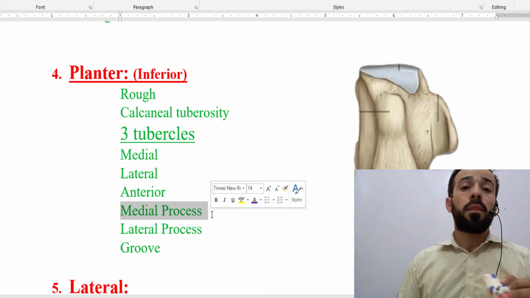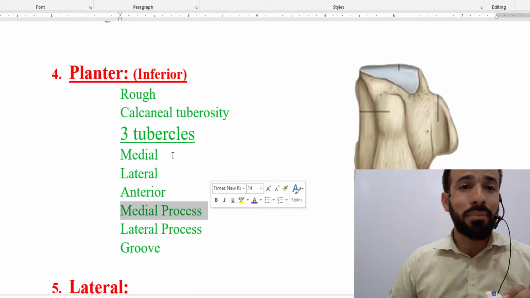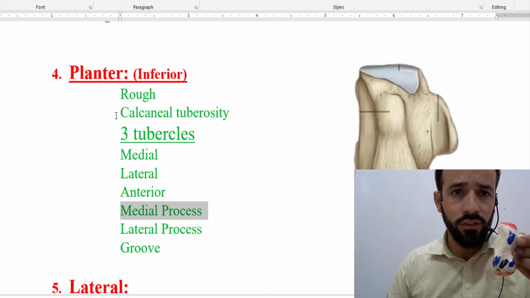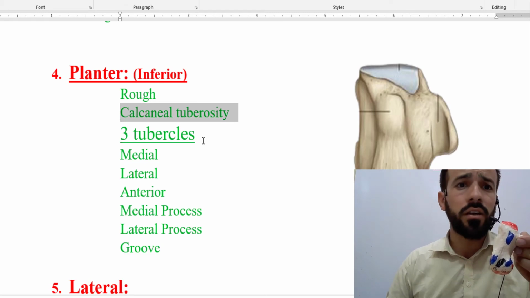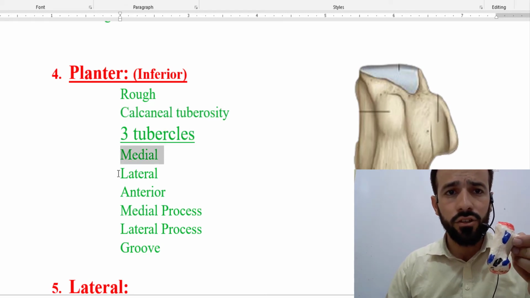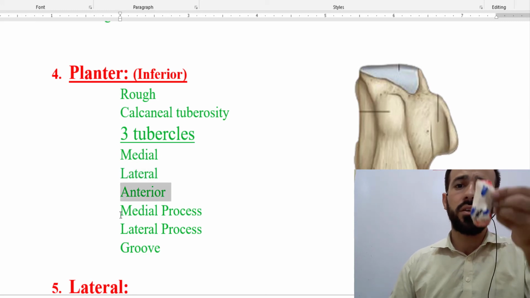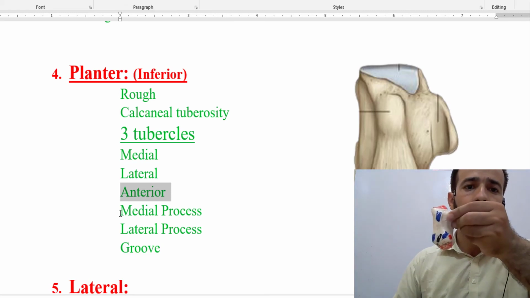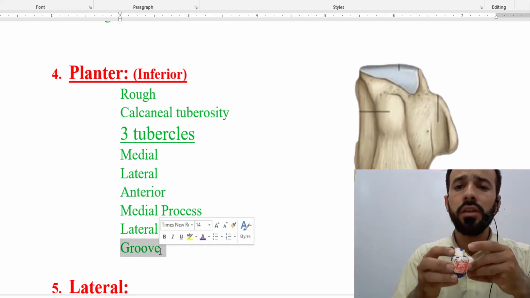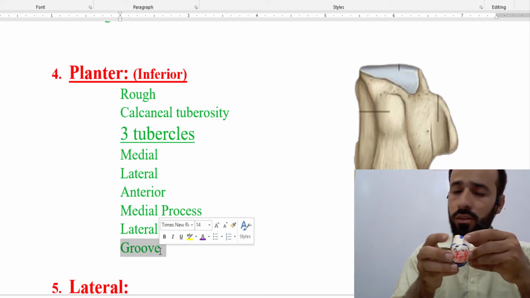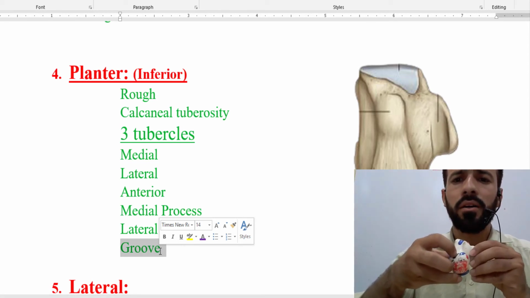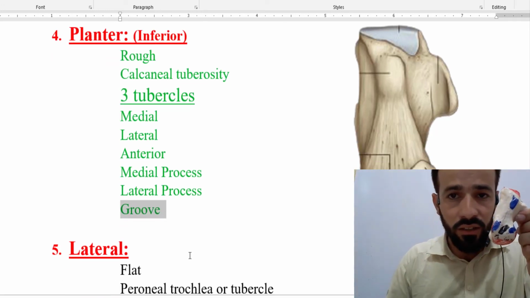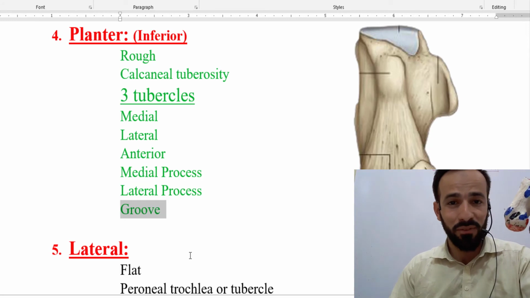Okay. So what did we say? We said that the plantar surface is rough. It has calcaneal tuberosities or three tubercles there: the medial tubercle, the lateral tubercle, and the anterior tubercle. Then there are two processes in that, the lateral process and the medial process, and in between the two are the posterior tubercles, lateral and medial. There is a groove there, and that is called the groove of the plantar surface of this calcaneus bone. I hope you understand, my friends.